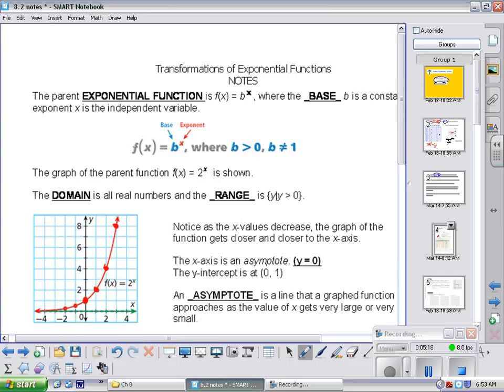Okay? So now if I think about this, my domain, x could be anything, right? x could be anything, all real. And the range, well, y has to be greater than 0 because the asymptote, the hug line, is at y equals 0. Okay?